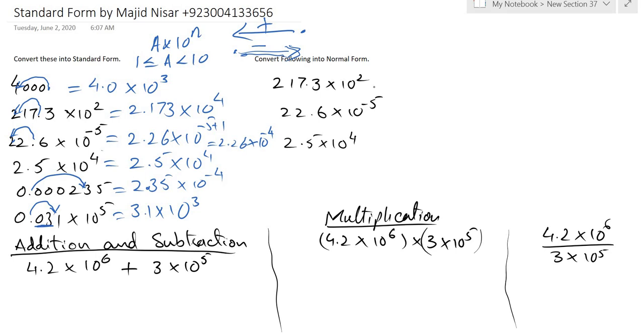What is normal form? It is the reverse of standard form. If we have to write it in normal form, it is multiplying by 10 square or 100, so there are 2 zeros in it, or the power is 2, so the point will move 2 digits right, so it will become 21730 in normal form.